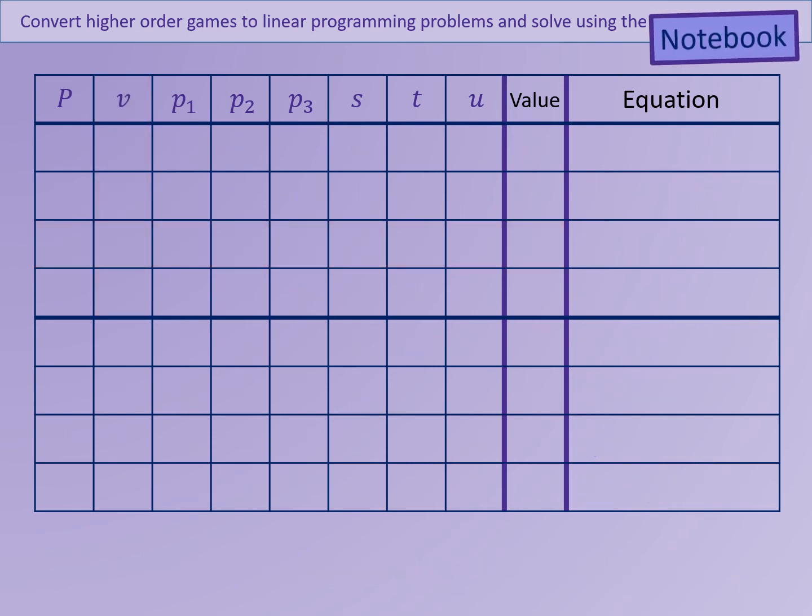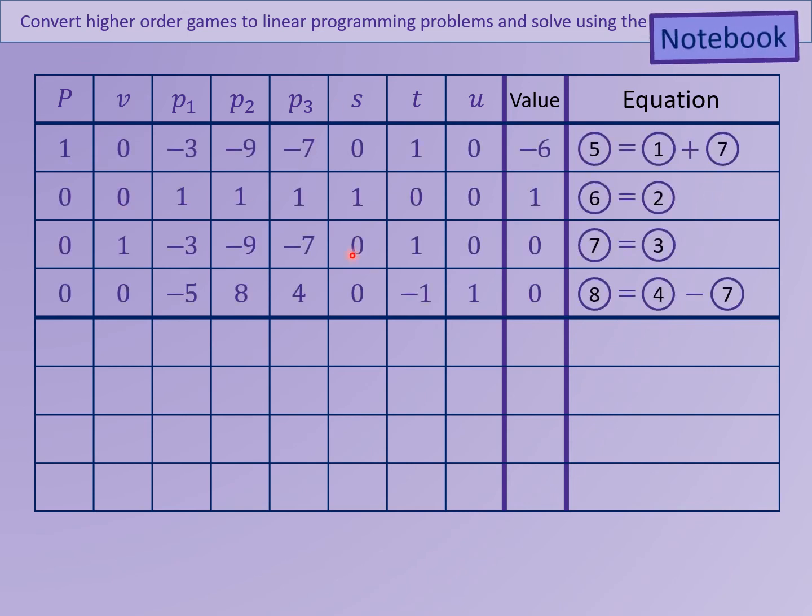Okay, so this is the stage we're at the moment. That's our equations 5, 6, 7, and 8. And we're going to look at doing another iteration. So we've got another 4 lines, and we take our top line, and we think to ourselves, we've got 3 choices here that are stopping it being optimal. The -3, the -9, and -7.